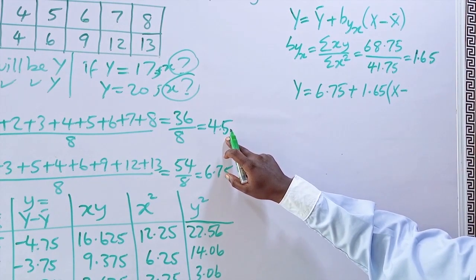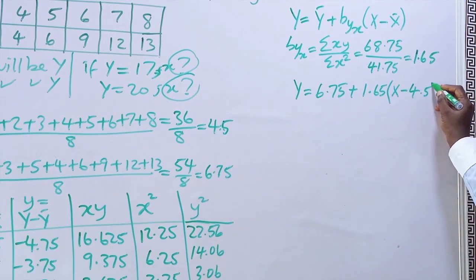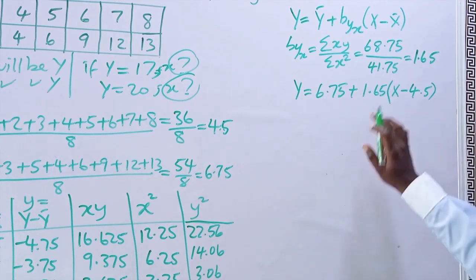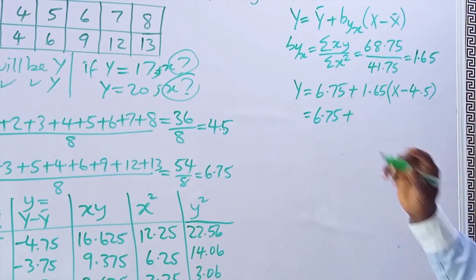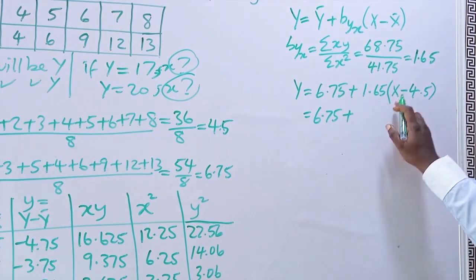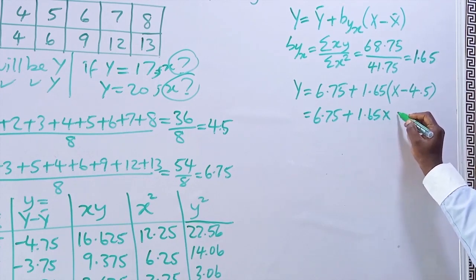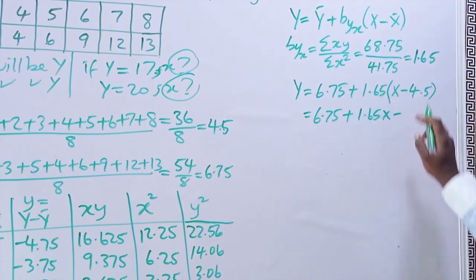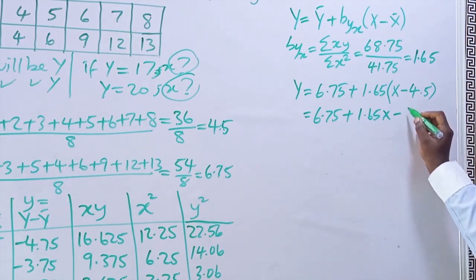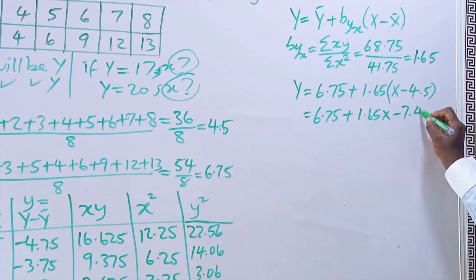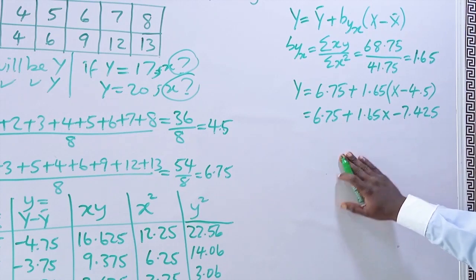X bar, which is our mean of x, is 4.5. Let's open this up. This becomes 6.75 plus 1.65x minus 1.65 times 4.5. What are we going to have? We're going to have 7.425. Now, collect like terms together.